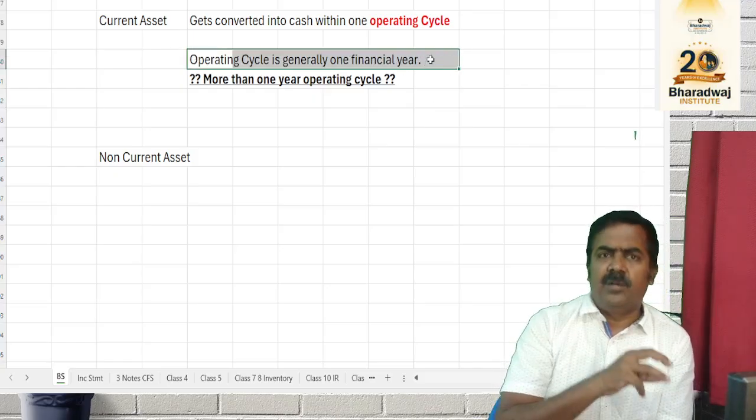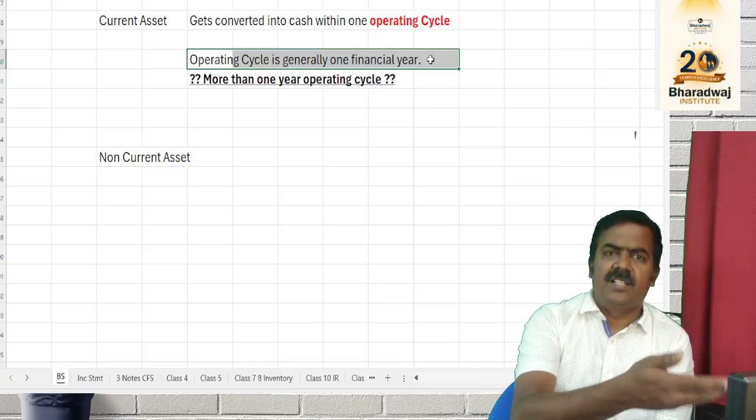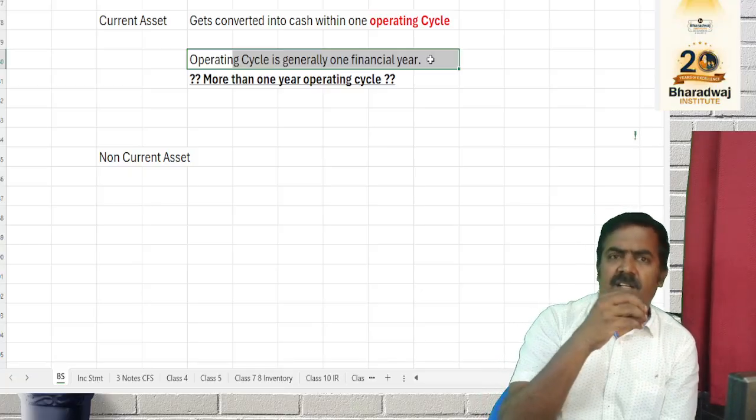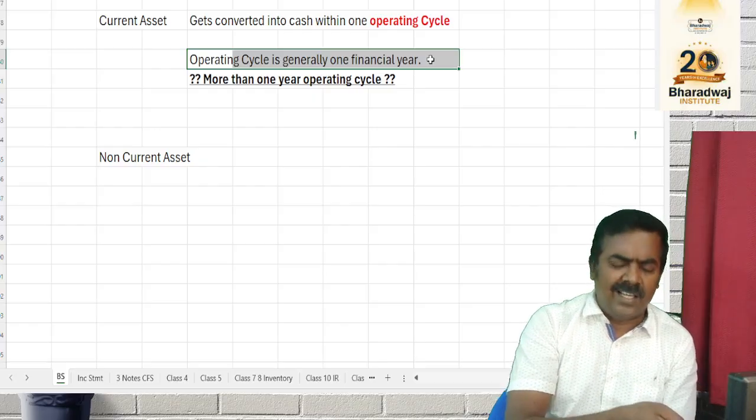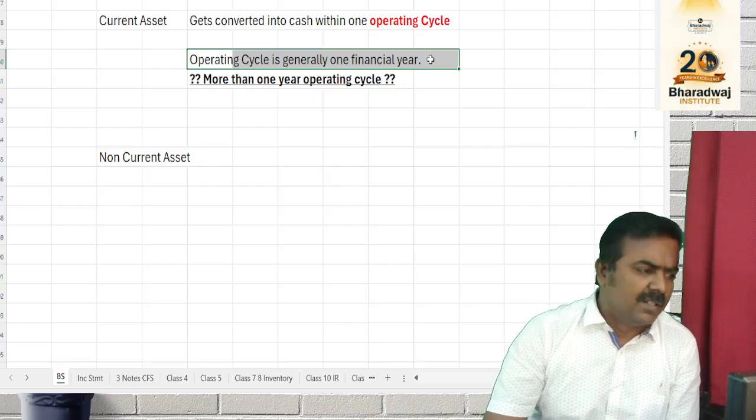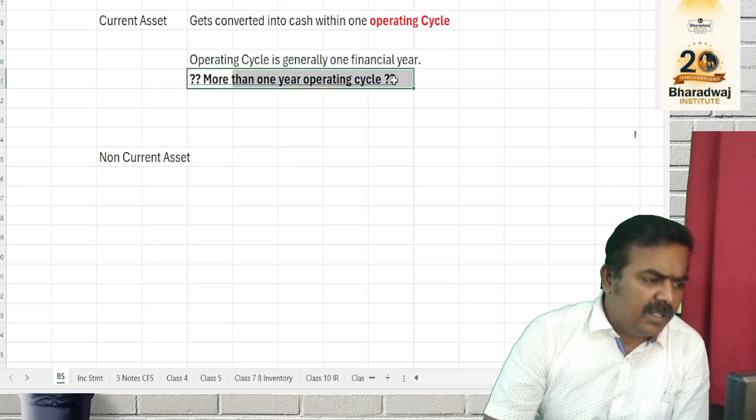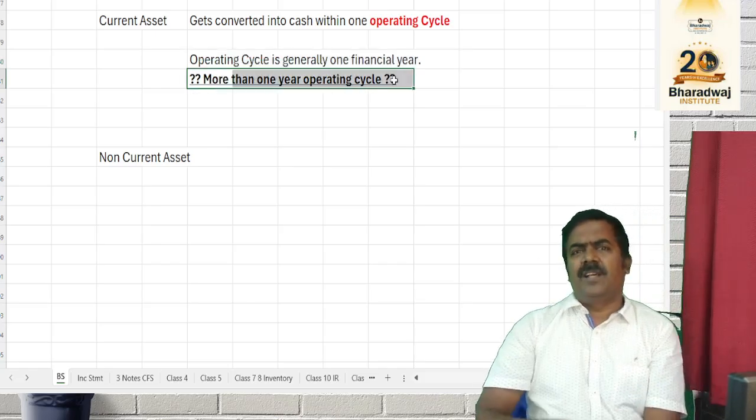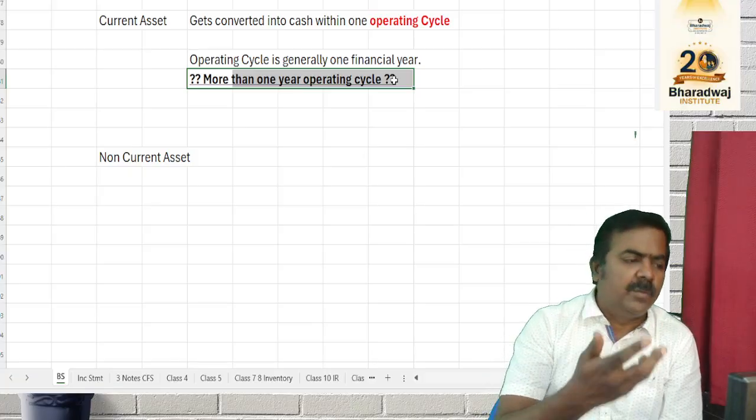I have an inventory. Why do I call it a current asset? I will sell it within the next year. I will call it accounts receivable, debtors. I will collect the money in 1 or 2 months. When will the operating cycle be more than 1 year? Can you give me an example of a business where the operating cycle will be more than 1 year?